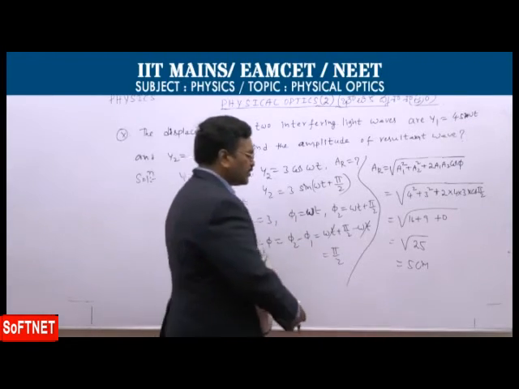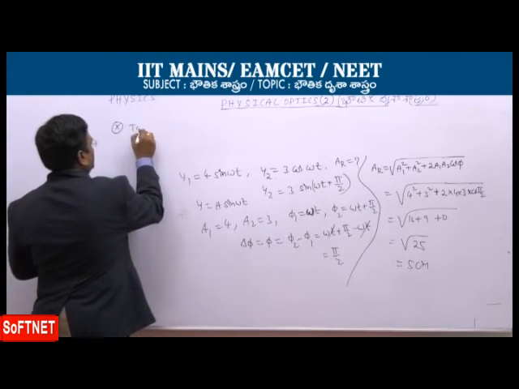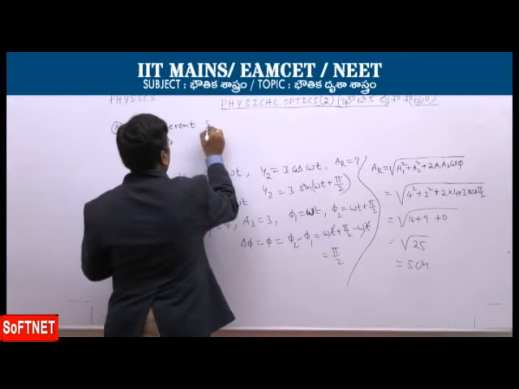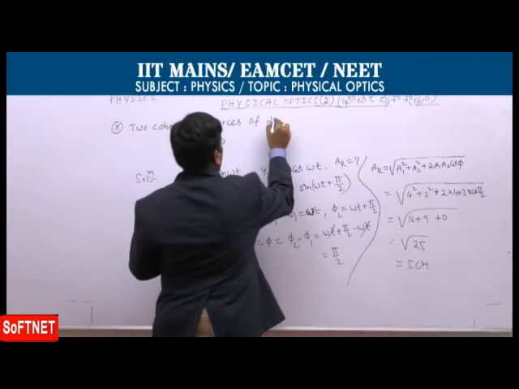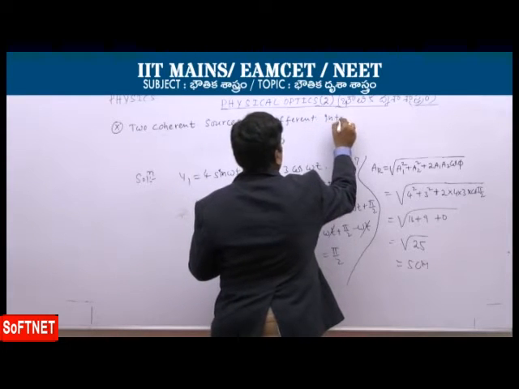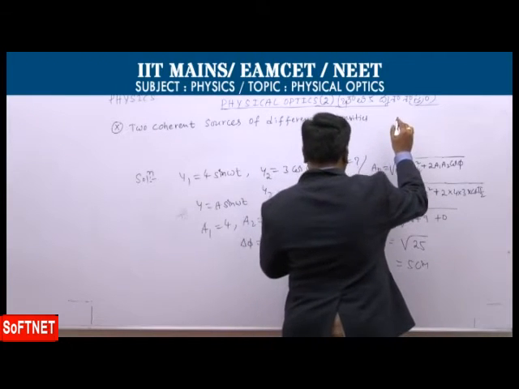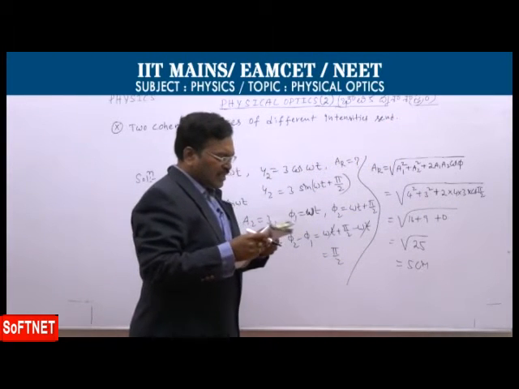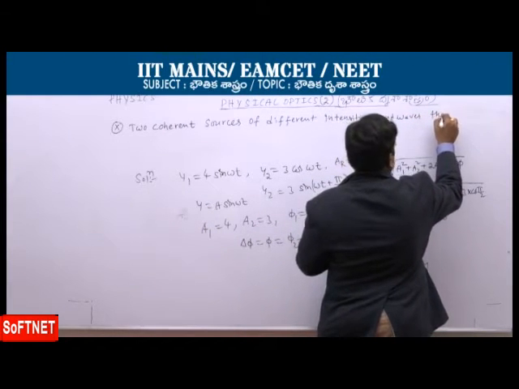So the resultant amplitude is 5 centimeters. Now, down here we have two coherent sources of different intensities that send waves that interfere.